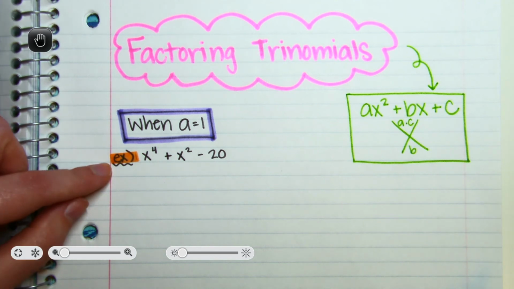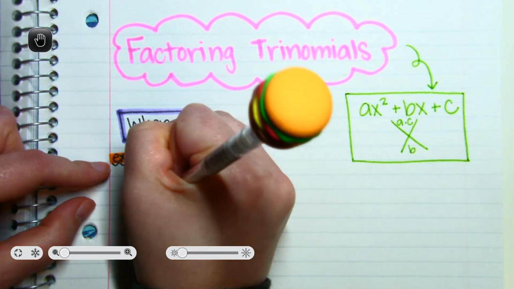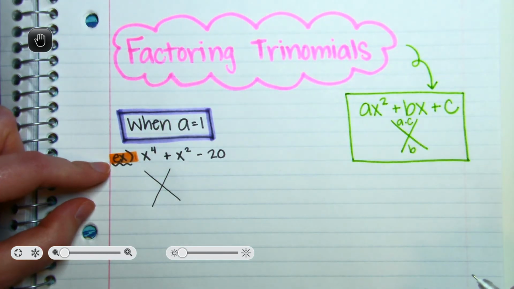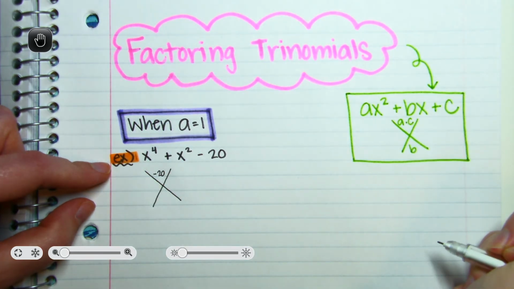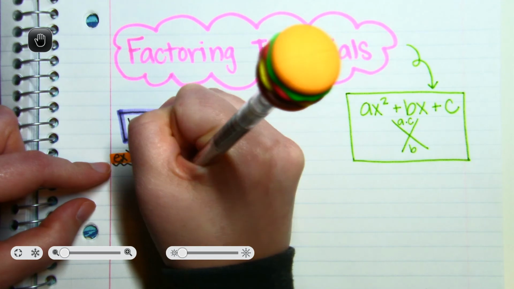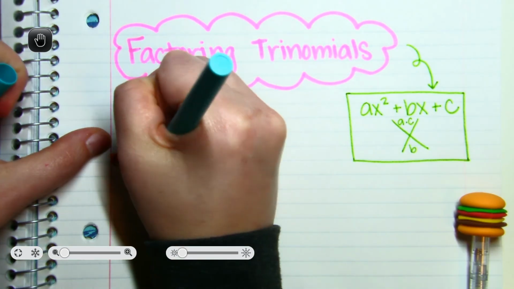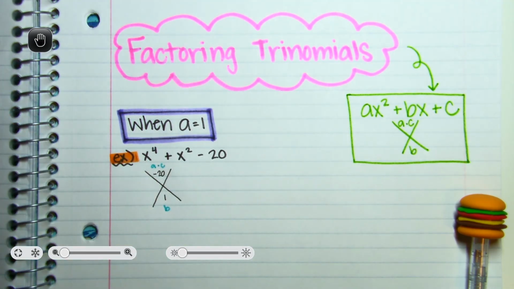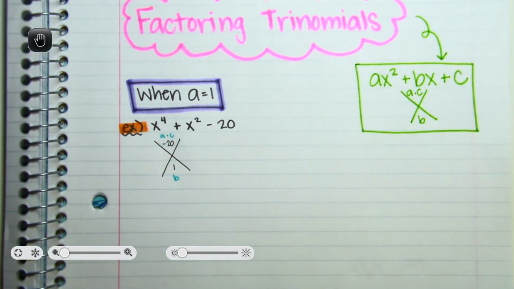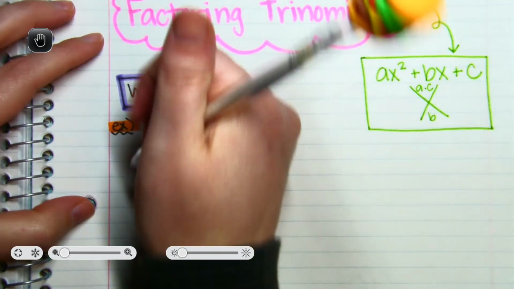So for the first example, this is when your a value is equal to 1. So in my big X, what's going to go in the top? Good, you should have said negative 20. And what goes in the bottom? You should have said 1. So again, I'll just write this here. A times c and b. What are my two numbers that multiply to get the top and add to get the bottom? You said 5 and negative 4. You are correct.